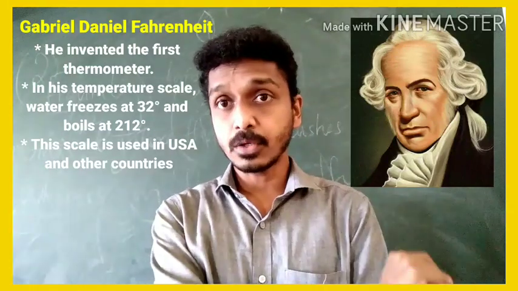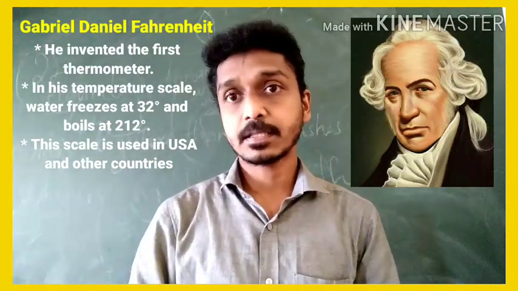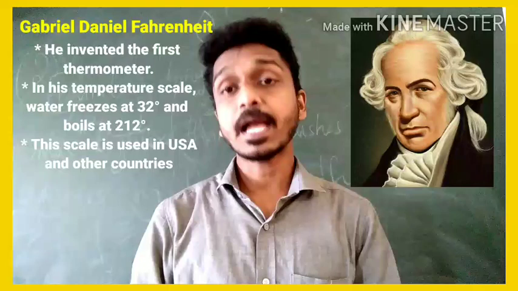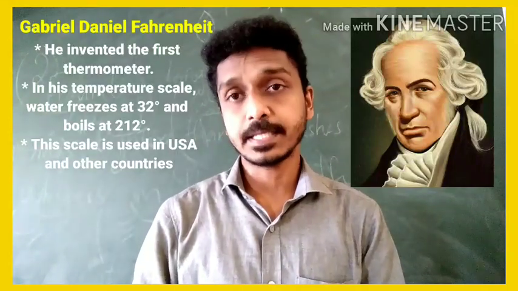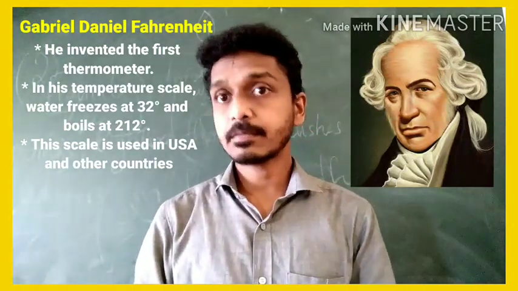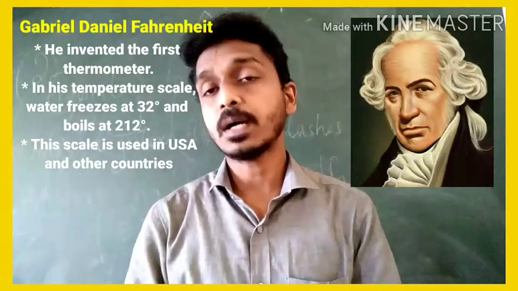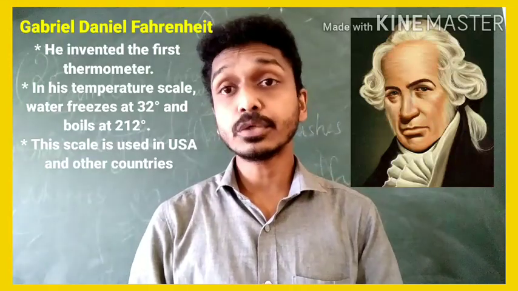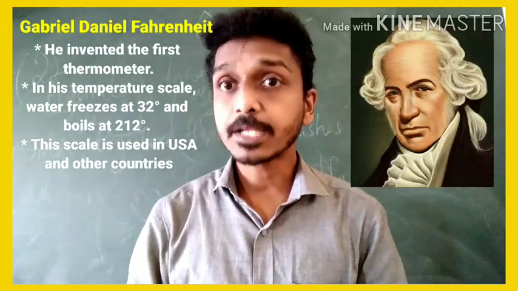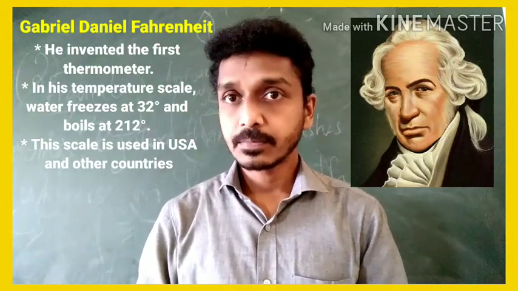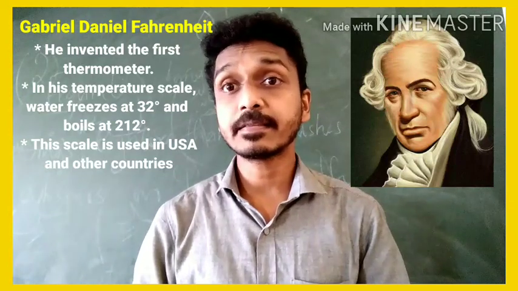In that temperature scale, water freezes into ice at 32 degrees, and water boils at 212 degrees. That means, according to Gabriel Daniel Fahrenheit's temperature scale, water freezes into ice at 32 degrees, and it boils at 212 degrees. Okay, clear? This scale is called the Fahrenheit scale, my dear.